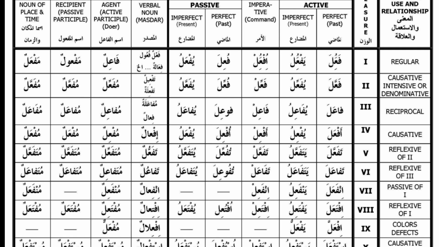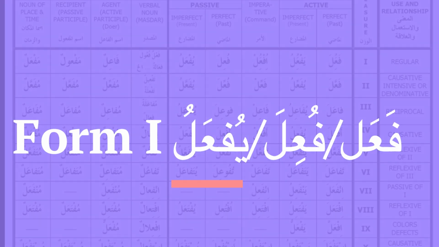So kutiba has the damma on the first letter and fatha on the second letter. Notice this chart that I gave you in class, and it includes all 10 verb forms and their corresponding verbs in past and present tense, the imperative, and also in the passive voice. So these patterns are fixed for the passive voice, both in past tense and present tense. And I'm going to go through them one by one here in what follows.